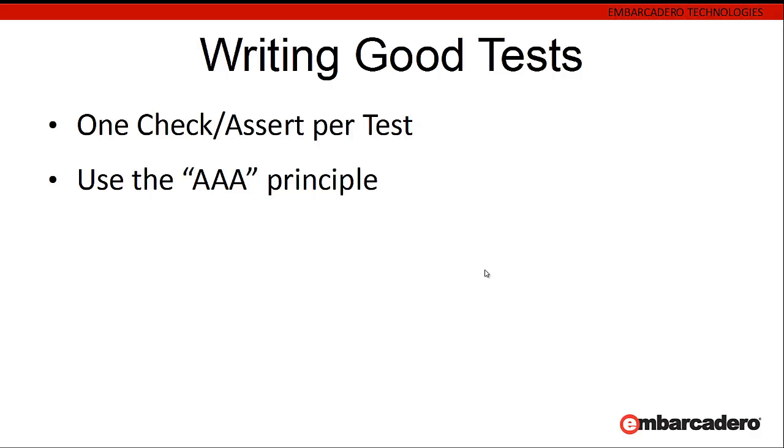Secondly, you should use the AAA principle, which is arrange, act, and assert. So the first thing you need to do in any given test is arrange things so that the test can be run. Set your expectation, expected results, your expectation for the result. Act is actually call the method itself in order to run the test. And then the third thing you do is assert. That is, check to make sure that the result is what is expected.